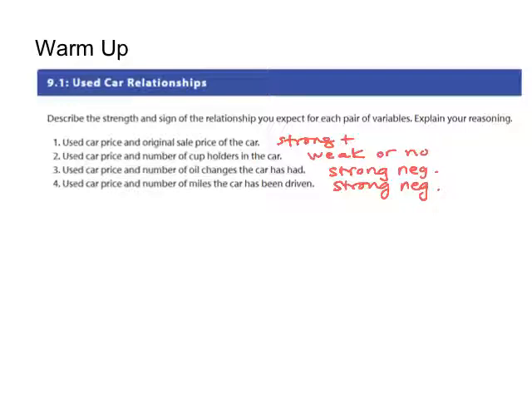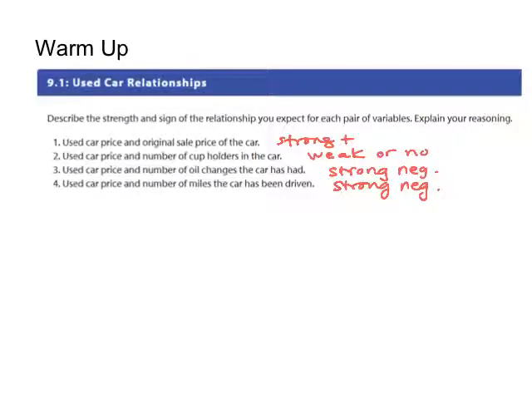And the last one is used car price and number of miles the car has been driven. If the car has been driven a lot of miles, that means it's had a lot more wear and tear, and the used car price should be lower. So that's why this one is a strong negative relationship.